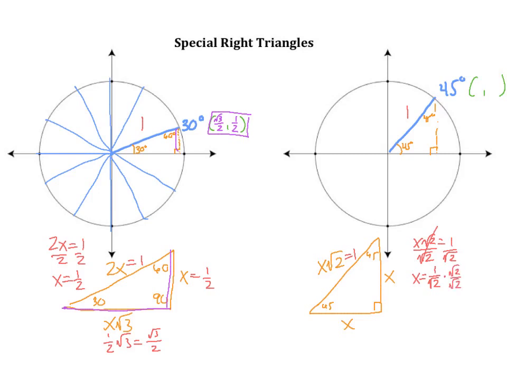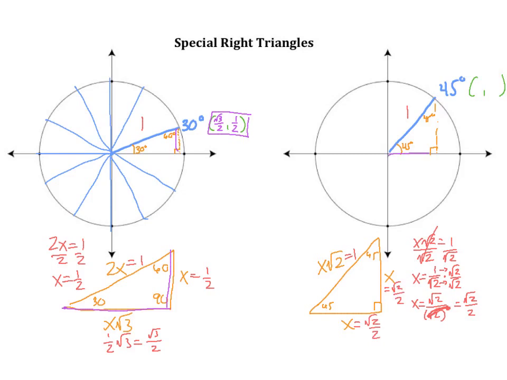And when I multiply fractions, I'm going to multiply straight across. So I get x equals square root of 2 over square root of 2 squared. Now the square root and the squared cancel out, so I'm left with x equals square root of 2 over 2. So I know that x here equals square root of 2 over 2, and same thing here, square root of 2 over 2.